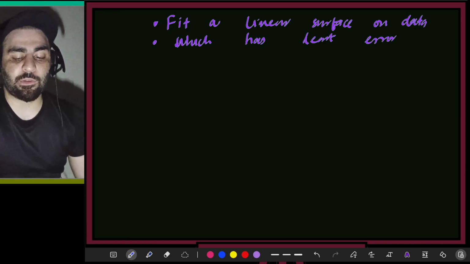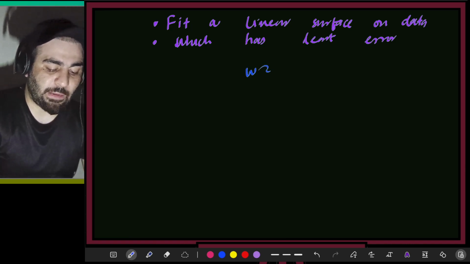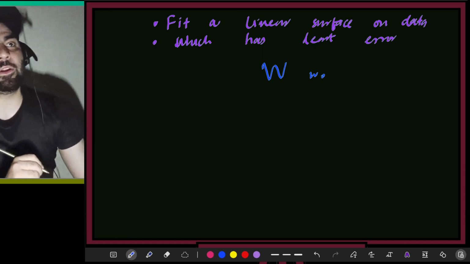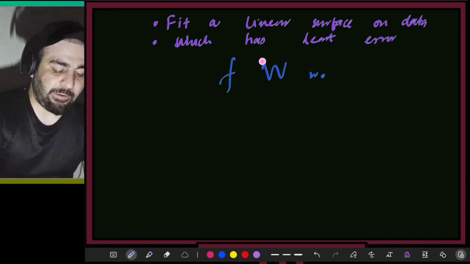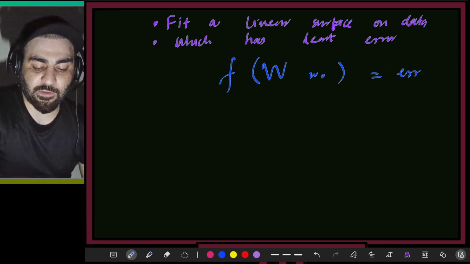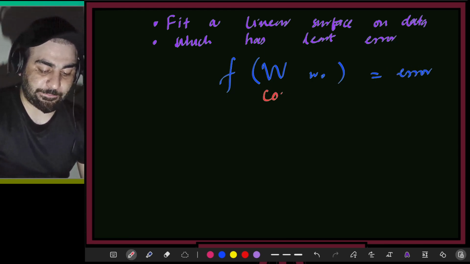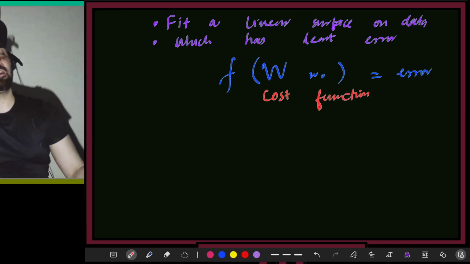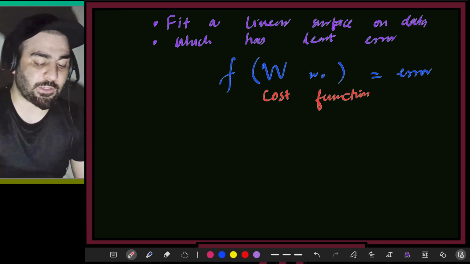Now we'll give some values to these. So we'll give the values W's, the big W and this small W naught. So these are the two values. And we pass them via a function, and then we'll see how much error there is. So this over here is called a cost function, or loss function.